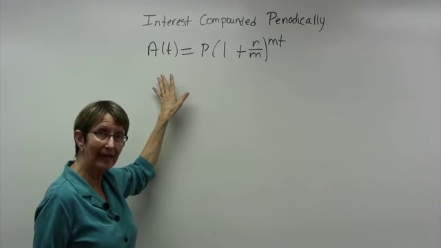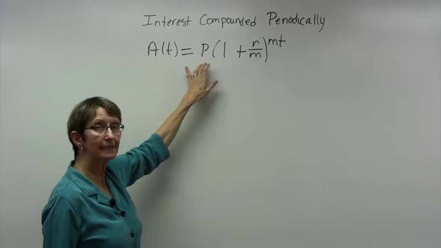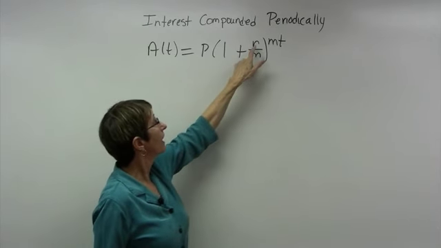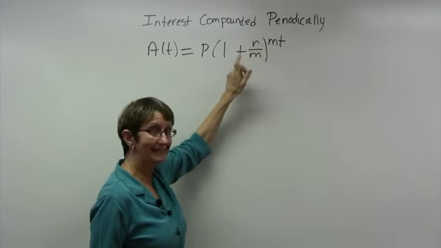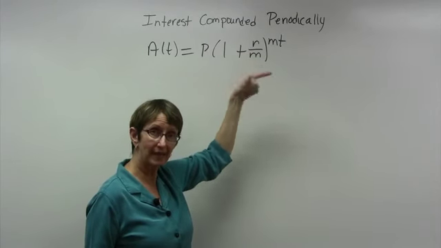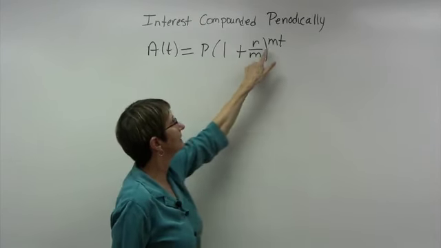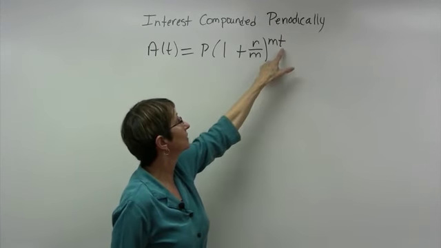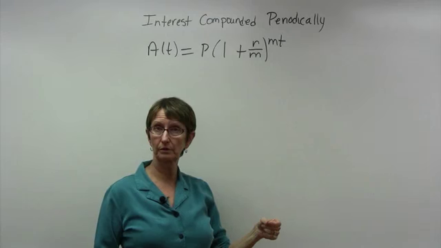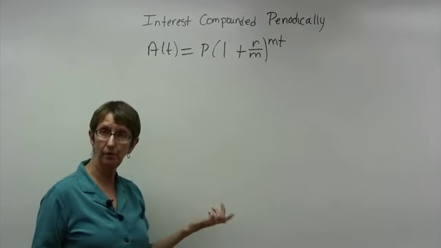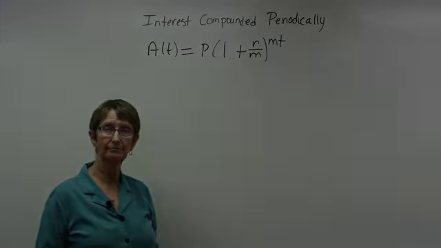A is the amount in the account. P is the initial investment, the principal investment. R is the interest rate written as a decimal, and that's a per year, an annual rate. M is the number of times per year that it is compounded, and T is the time in years. So let's look at a particular example involving this formula.